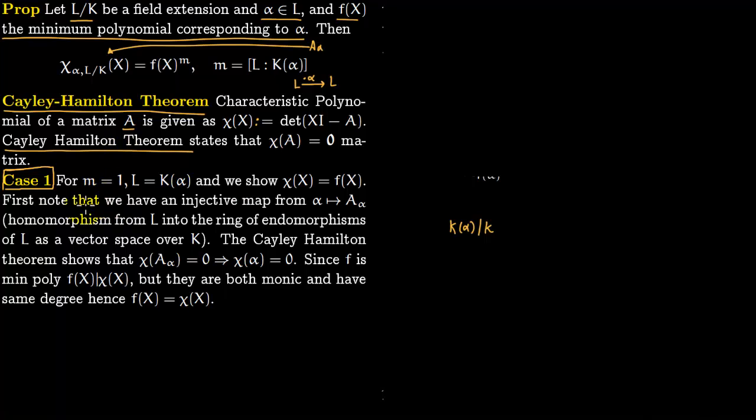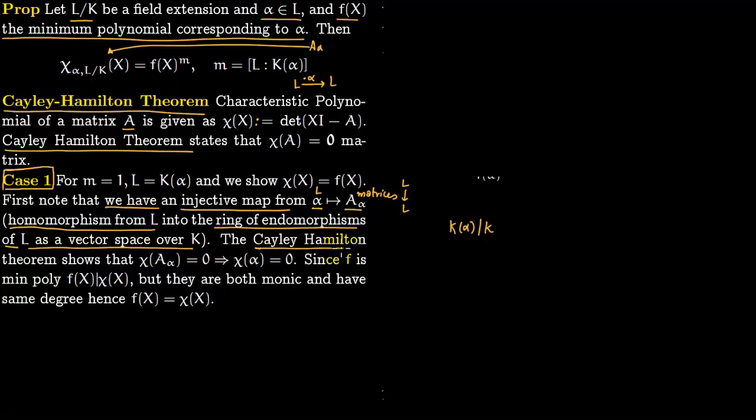First note that for any alpha here, we are associating this matrix A alpha. And in the previous lecture on norm and trace, we have shown that there is an injective map from alpha to the matrix A alpha. And this map is a homomorphism. What is it a homomorphism from? It is a homomorphism from L, because this alpha is taken from L, so alpha is in L, to these matrices. And these matrices are nothing but the ring of endomorphisms of L as a vector space over K, because these matrices take vector space L to vector space L, and these are vector spaces over K.